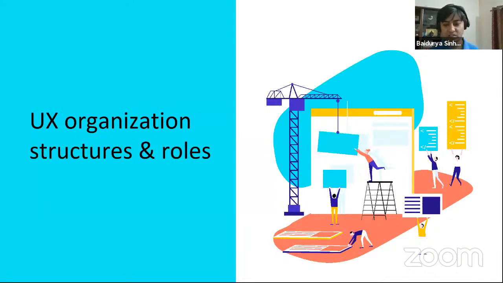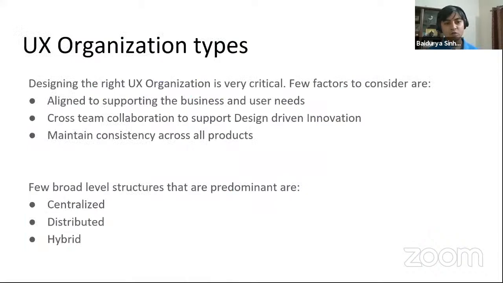So a few broad structures are predominant, and you can categorize these different models into three basic structures. Maybe people can come up with more names, but broadly you can categorize them into three basic structures. One is a centralized model. We'll look into the details of each of these: a distributed model, and a hybrid model.